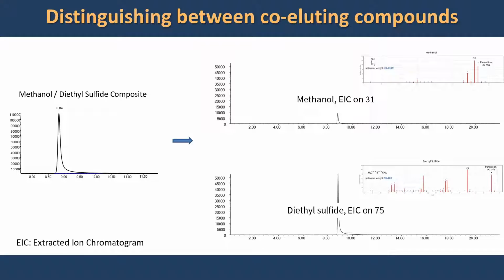The methanol peak, I can integrate that, I can calibrate it, I can use that to generate a methanol quantification number. Down below, I can take the diethyl sulfide peak, I can integrate that peak separately, I can calibrate it, and I can use that to generate a diethyl sulfide result.